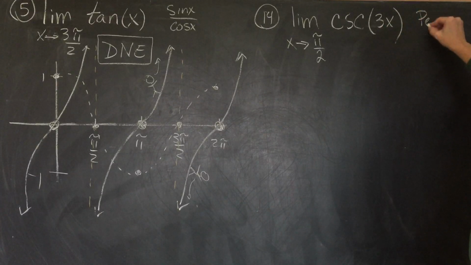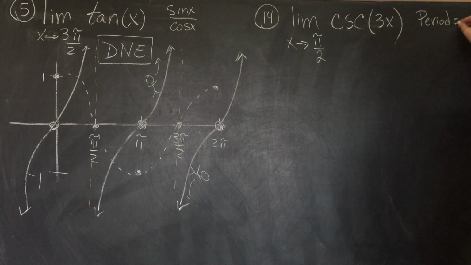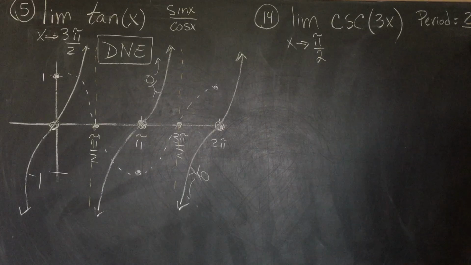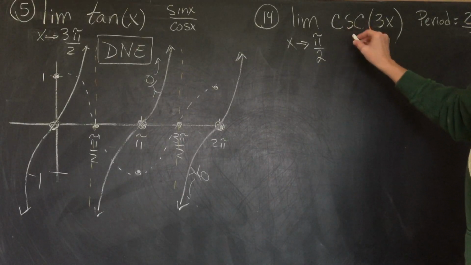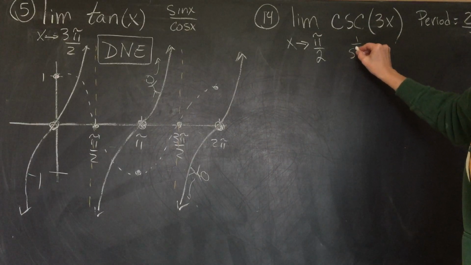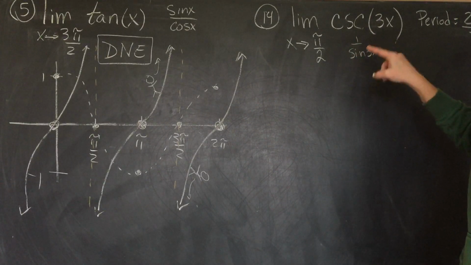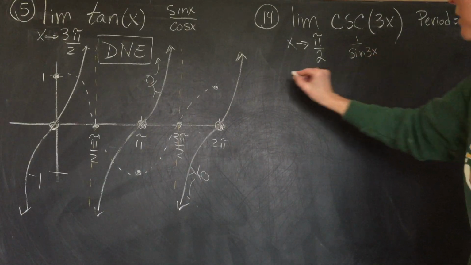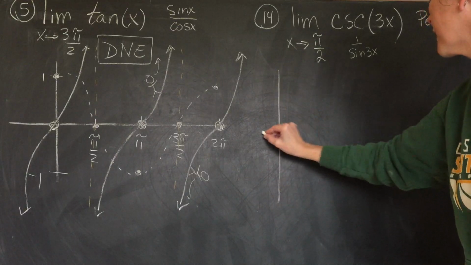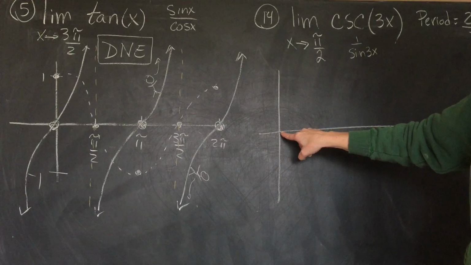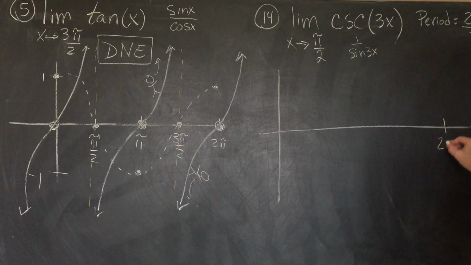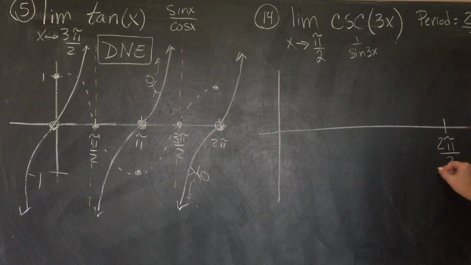So my period has to be 2 pi divided by that 3. And also cosecant, I'm going to graph sine of 3x because that's going to let me know where the asymptotes go. All right, so if I graph this, there's no phase shift, so I know I'm starting at 0, and I know I'm now ending at 2 pi thirds.